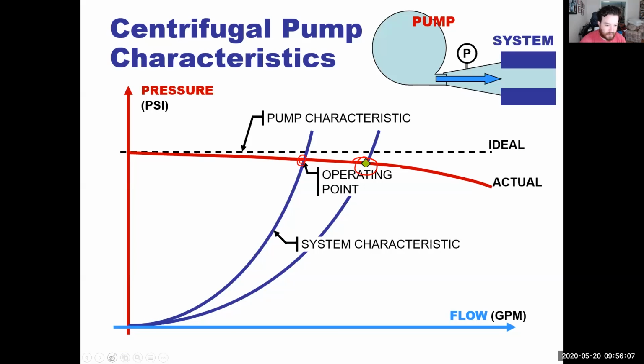Let's go green. See how that works. All right. So our system was there, and now it's moved over here. So one thing that's happened is we've lost a little bit of pressure. We might have gone from maybe, let's say our ideal is 60, so we went from like 55, maybe we went down to 54 PSI.